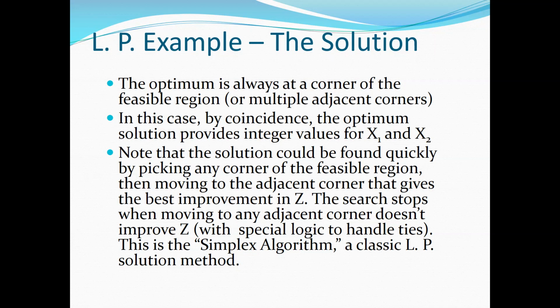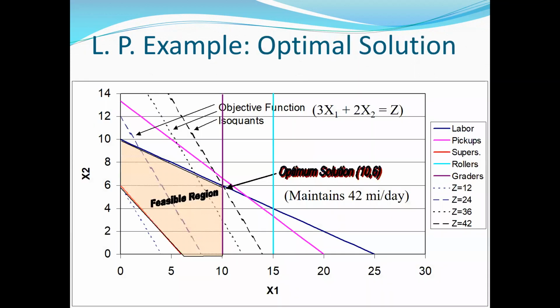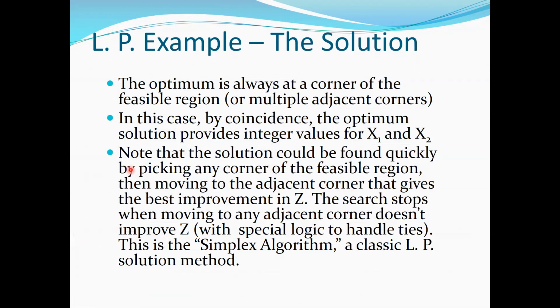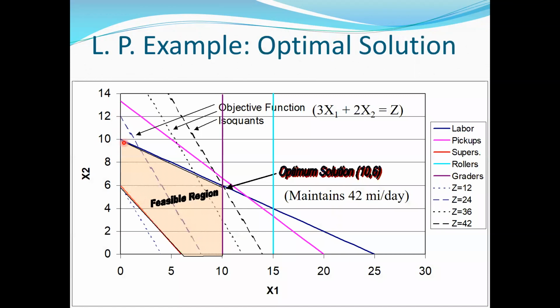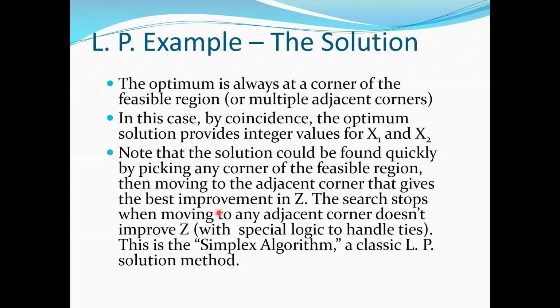One way of quickly finding the solution is you can pick any corner of the feasible region. So if you go back to the previous slide, you could start checking these individual corners. So this corner, this corner, this one right here, this one right here, or this one right here. And you can figure out where the value of the objective function is maximized. And that becomes your solution to the linear programming problem. So this is one quick way of finding the solution. This is what we call the simplex algorithm. It's a classic linear programming solution method.